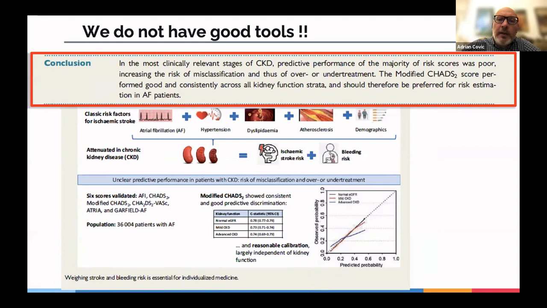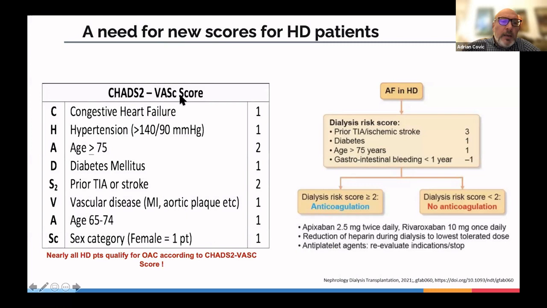This is the modified score, but in fact, let's go to our real-life patients, our typical dialysis patients, and I'm happy that I'm addressing a panel of specialists and a lot of experts who are now with us. If you look at this score, nearly all our dialysis patients would qualify for a high risk score, because the typical incident dialysis population is more than 70, because all of our patients will have vascular disease, because hypertension is almost ubiquitous, because 30% will have congestive heart failure, and so on.